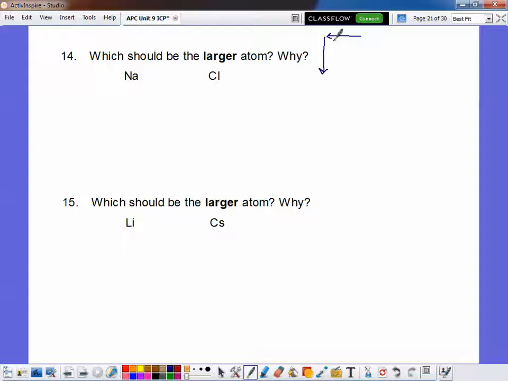So based off of the trend arrows, between Na and Cl, which one would be our larger atom? Na. Again, we'll discuss why in just a little bit. And between Li and Cs, which one would be bigger? Cs.